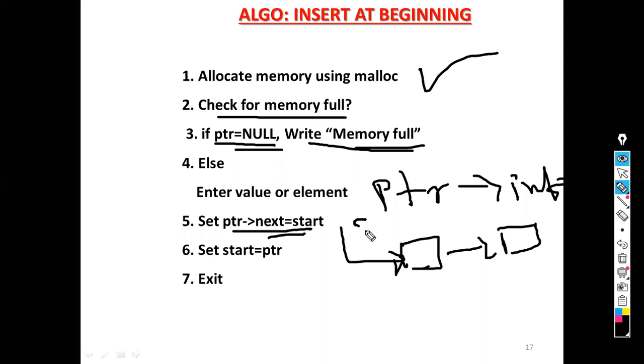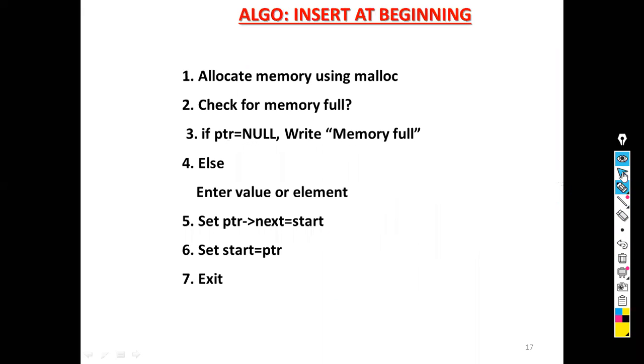Some list is present. This is my start. Let this address equal to x. And you have to insert the node ptr. ptr next equal to start. That means you are putting the address in this location so that this link will be established. Start equal to ptr means just this statement. This is not linking to here. Now start is pointing to the first node of the linked list. So this is the algorithm to insert a node at the first position of the linked list.